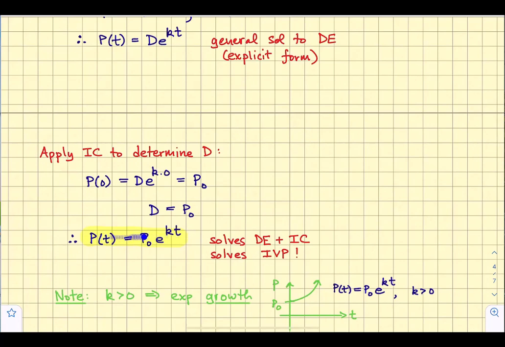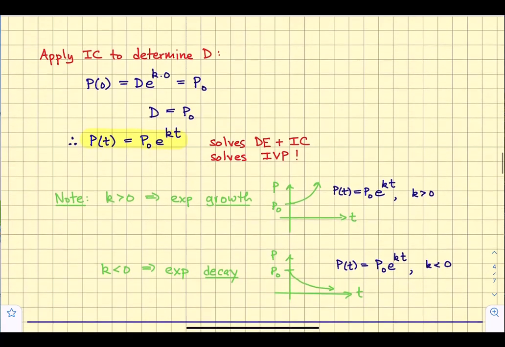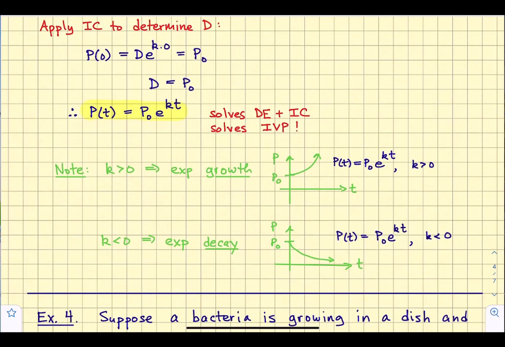Now stare at this function for just a moment. Notice we haven't made any claims yet about the constant k. Note that if k is positive, these would be growing exponentials. Think of an e to the 2t, an e to the 3t, an e to the 100t. These are growing exponentials, so the graphs would look like this.